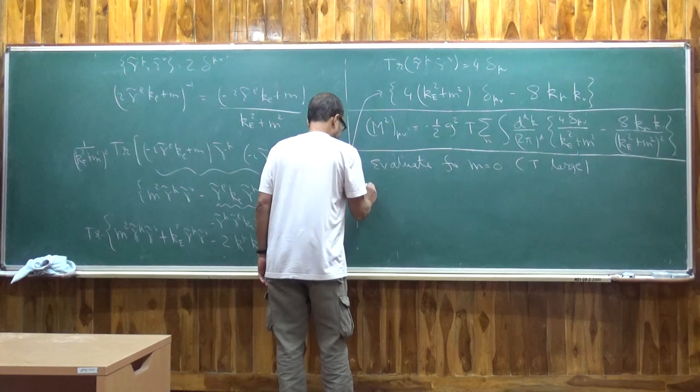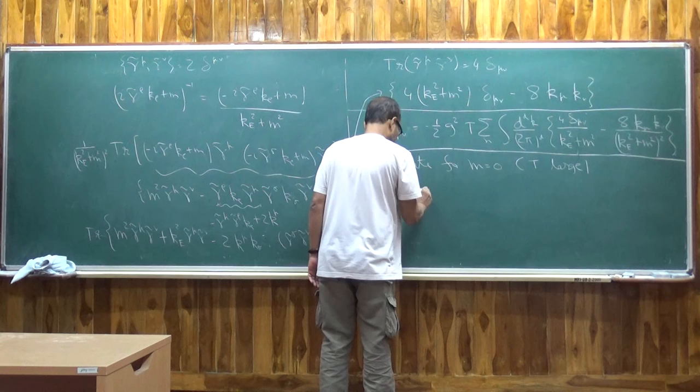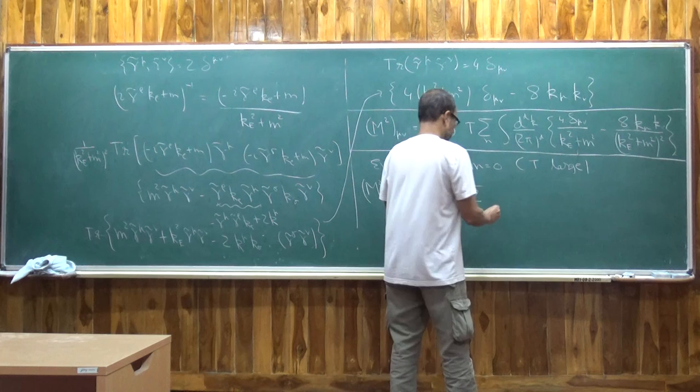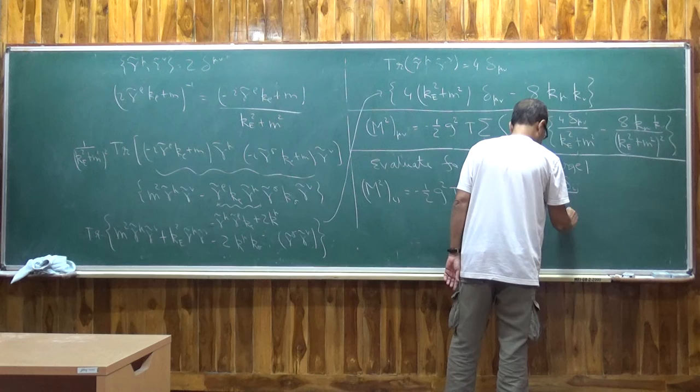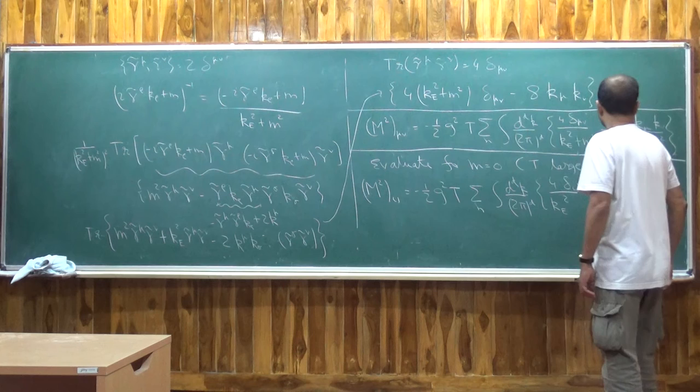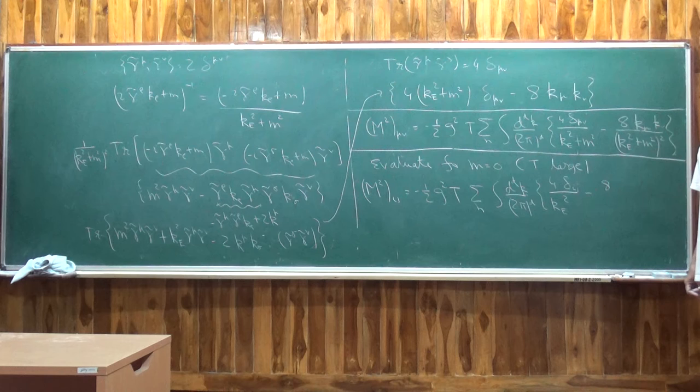So m square ij is given by minus half g square T, sum over n, integral d^d k over 2 pi to the d, 4 delta ij, minus 8 ki kj, over k square plus omega n square, the whole square.